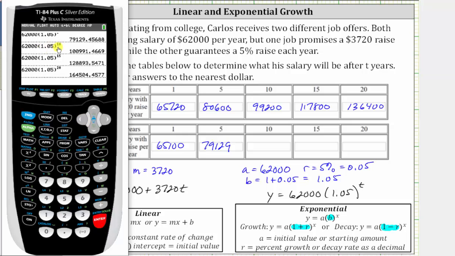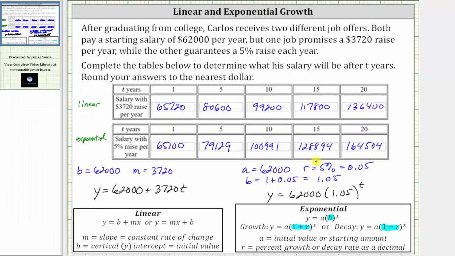Notice how when t is equal to 10, we will round down because we have a 4 in the tenths place value to $100,991. When t is equal to 15, we are going to round up because of the 5 in the tenths place value. We round up to $128,894. And then when t is 20, we round down to $164,504. Let's go ahead and record this.